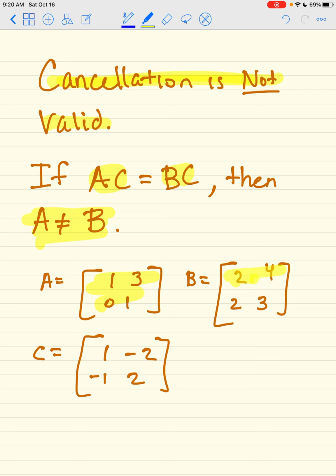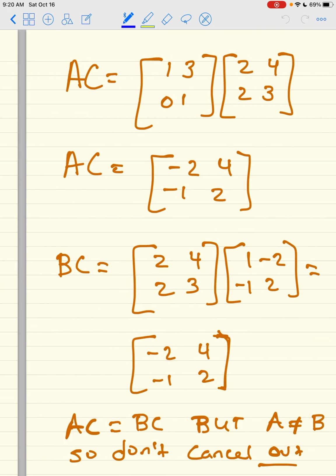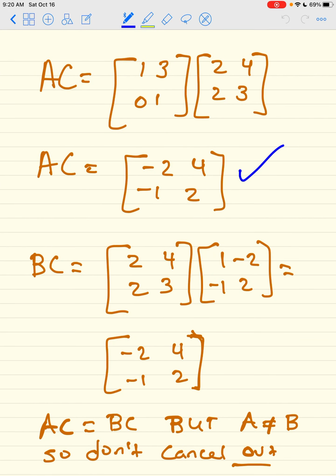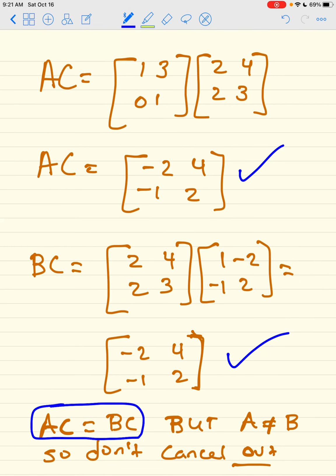So I did A, B, C. A times C would be this times this. B times C would be this times this. When you take a look at it, A times C gave me this. B times C gave me this. So therefore, A times C equals B times C. But what is A and what is B? Right away, we notice that A is 1301 and B is 2423. So they're not equal. Please do not go like this and cross off the C's and say A equals B.